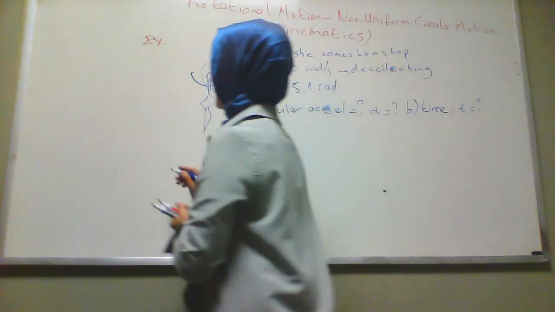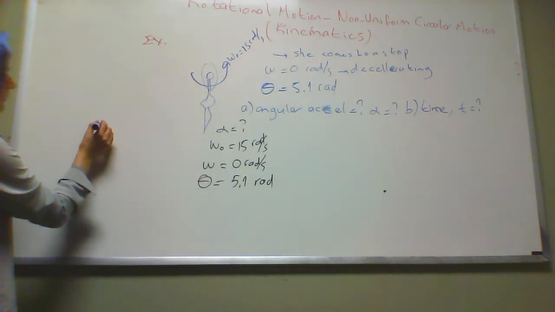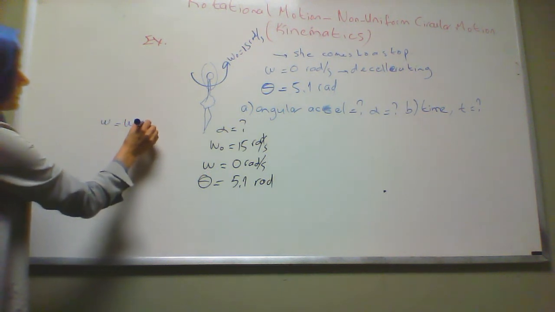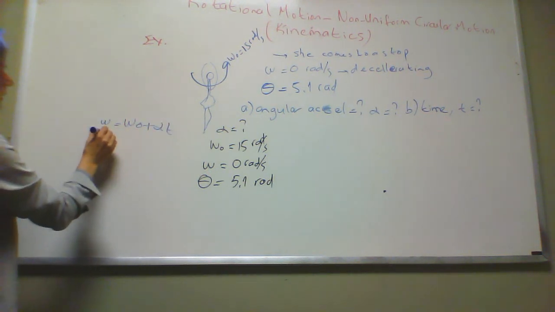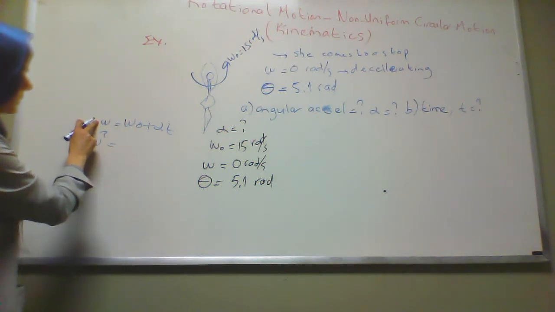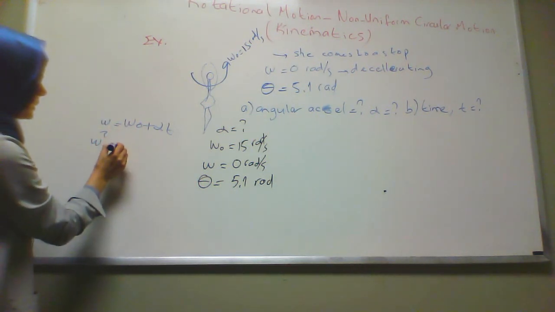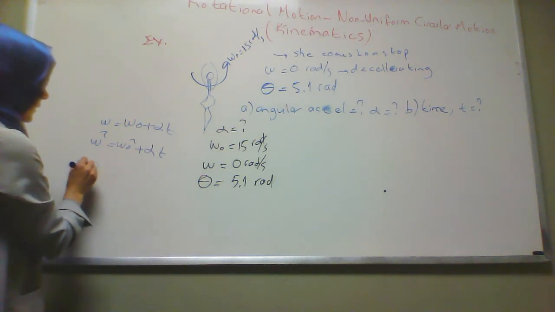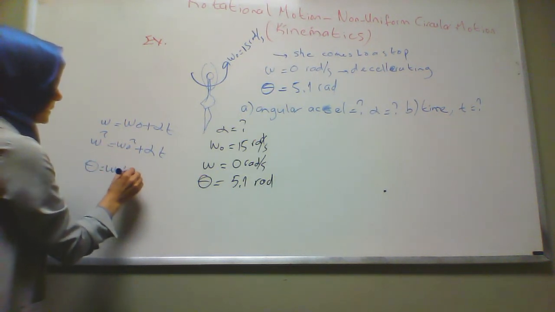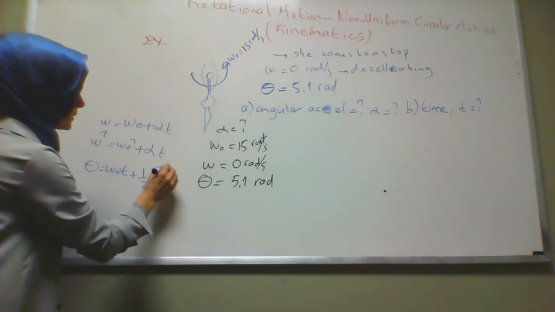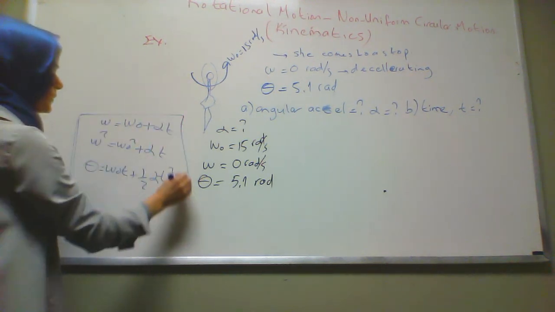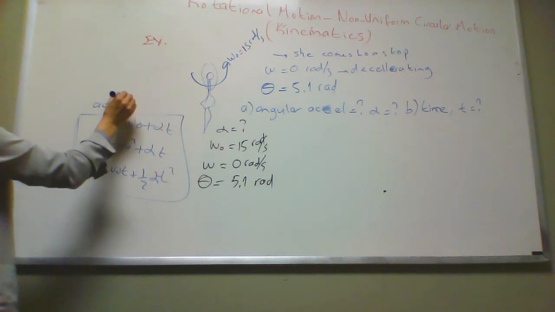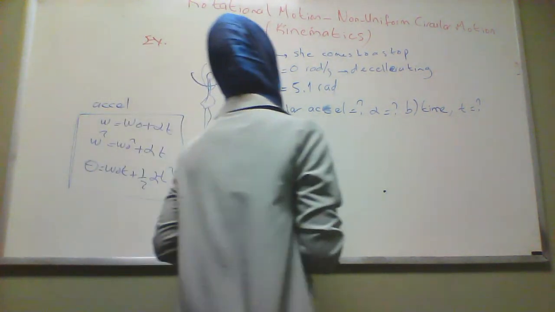Let me put the equations in here. Again, we have omega equals omega 0 plus alpha t. This is final angular velocity, this is initial angular velocity. Omega squared is equal to omega 0 squared plus 2 alpha theta. And theta is equal to omega 0 t plus 1 over 2 alpha t squared. This is for acceleration. I'm going to replace with negatives for deceleration.